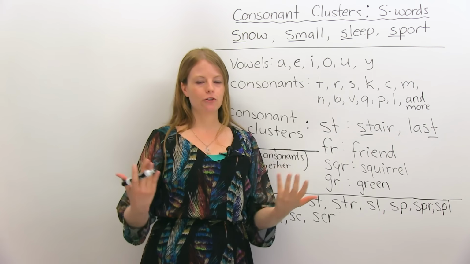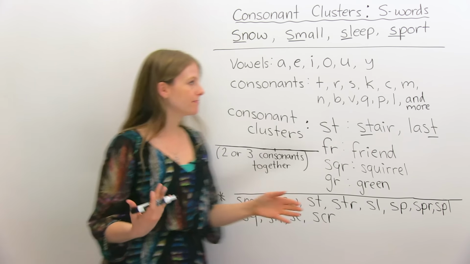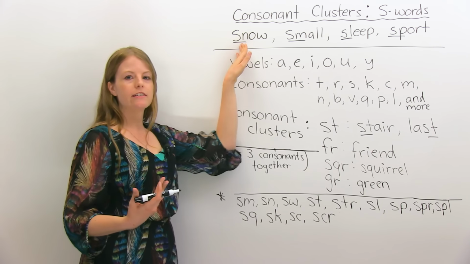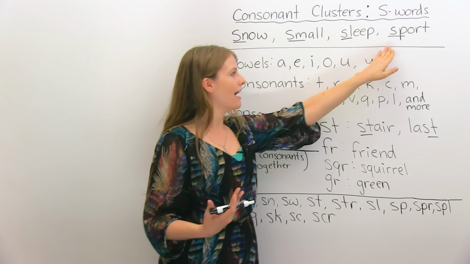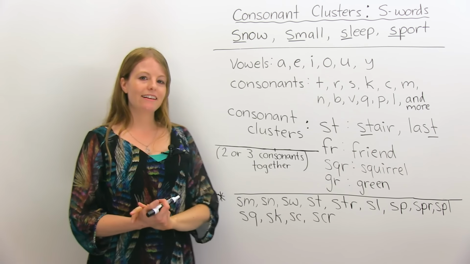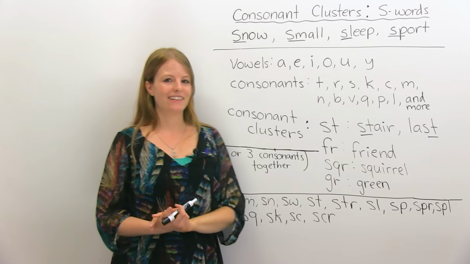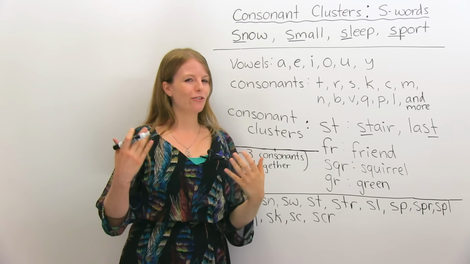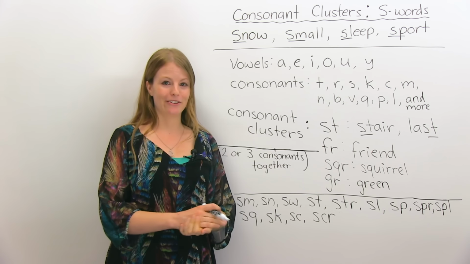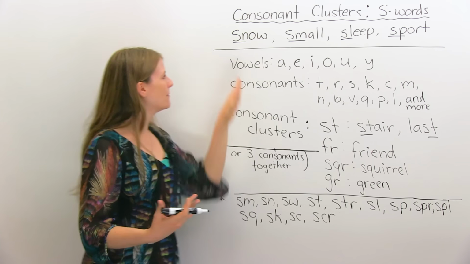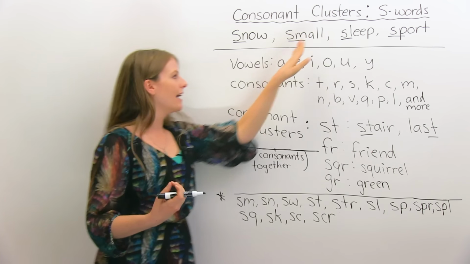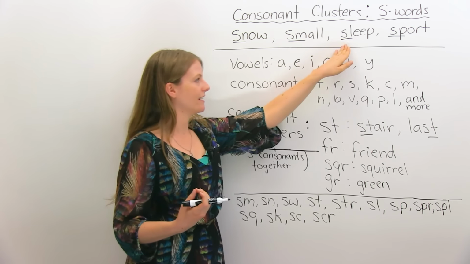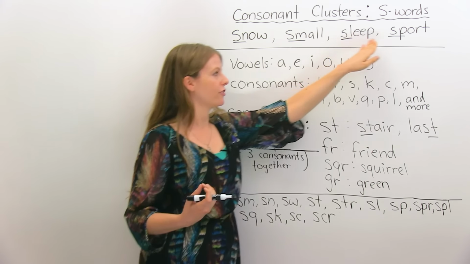Okay, so let's first learn about what are consonant clusters. Okay, so I have here the word snow, small, sleep, and sport. These have something in common. If you're not quite sure, but you're thinking maybe it has to do with consonant clusters, you're correct. Just like the name of this video, these four words all have consonant clusters in them. I've underlined the part that is the consonant cluster. So here we have SN, SM, SL, SP.